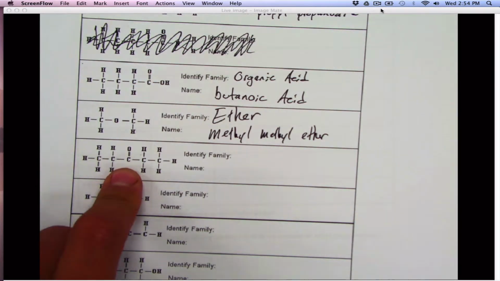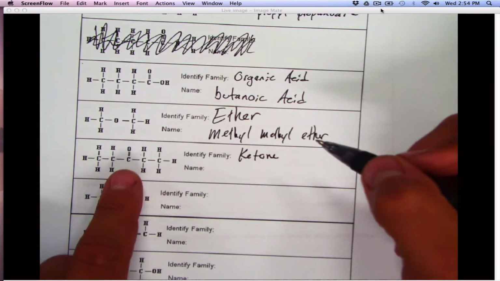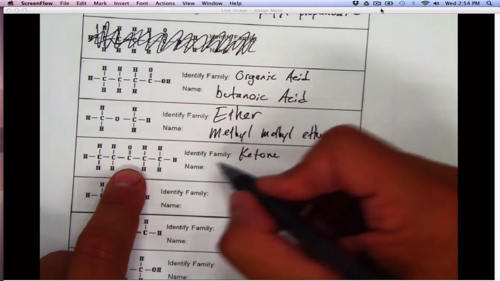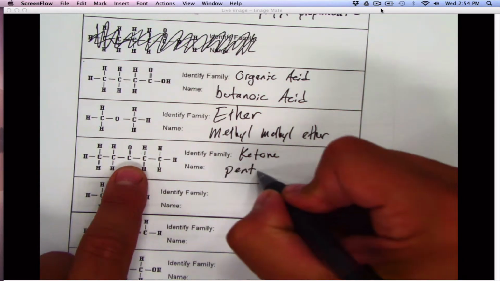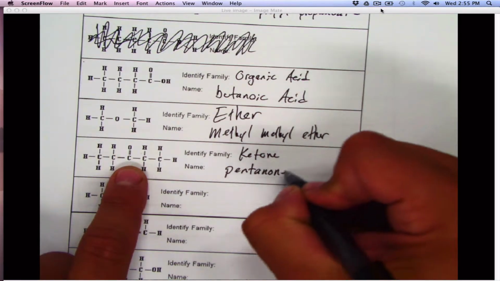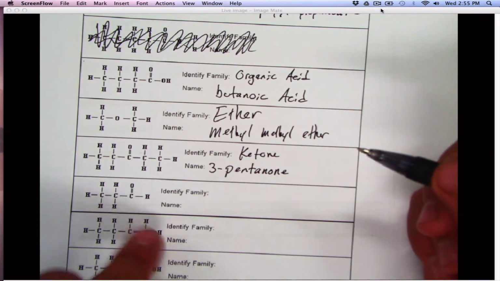Here we have oxygen hanging off the main chain right here. Oxygen like this is a ketone. And you gotta tell me where it's located on this one. So how many carbons do I got? I got 4, I got 5, so it's a pent. It's a pentanone. Tell me where it is. It's located on the third one, so it's a 3-pentanone.